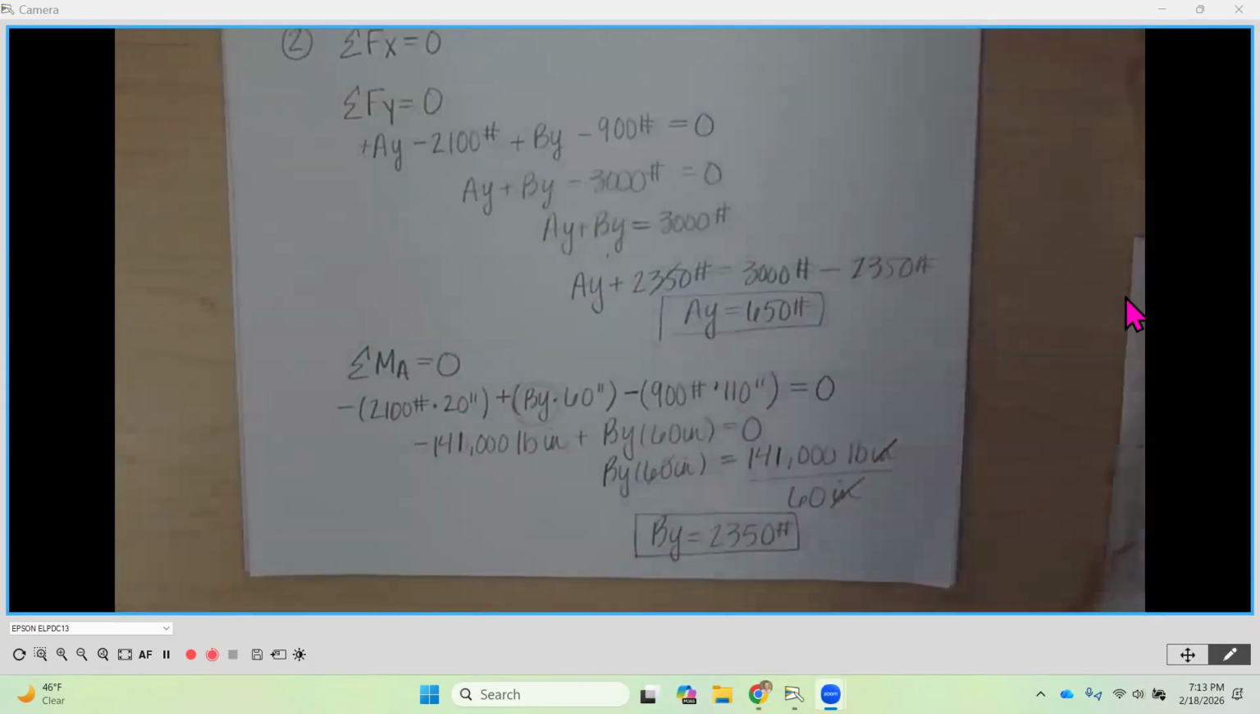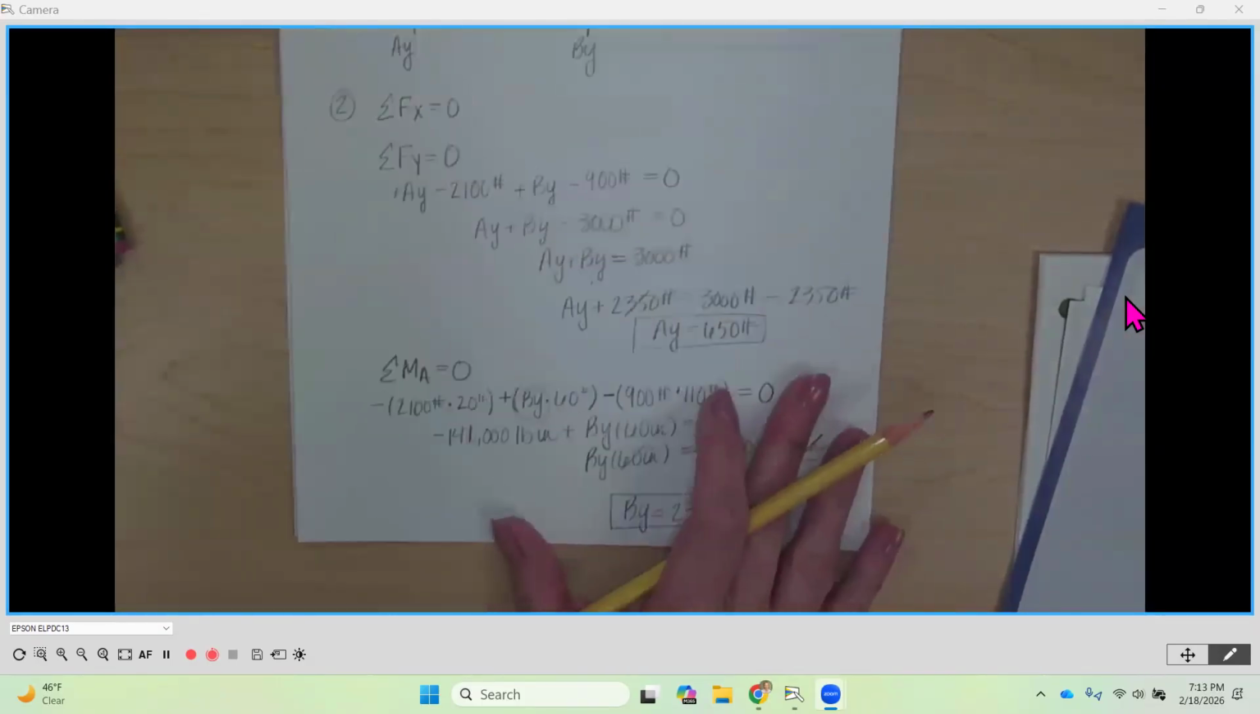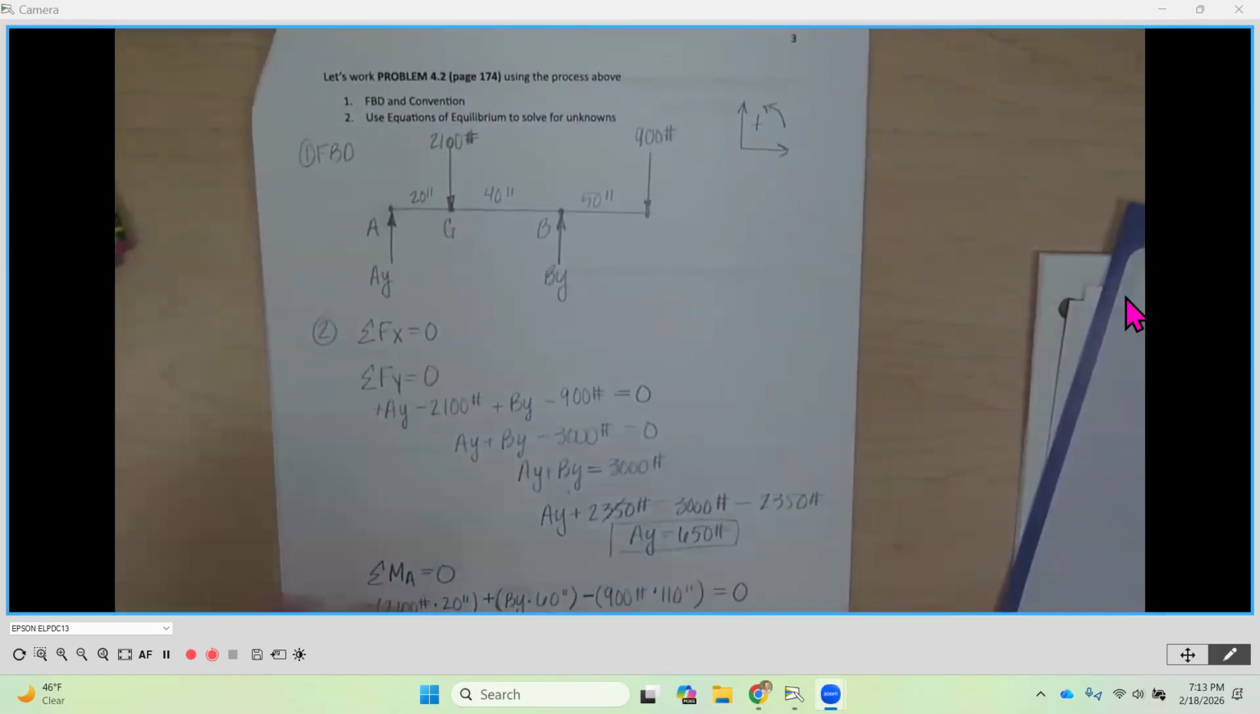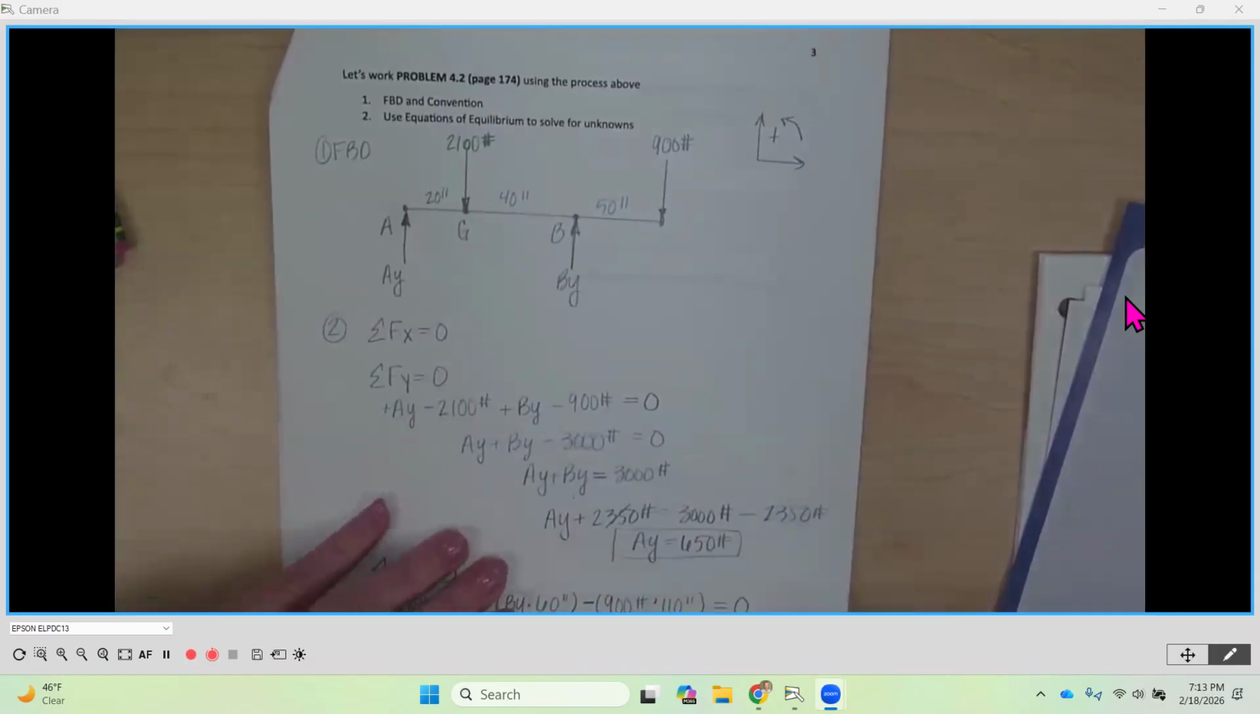So, questions on that first problem? Make sure you have all these elements that we've been talking through. Let's turn the page and do another problem.